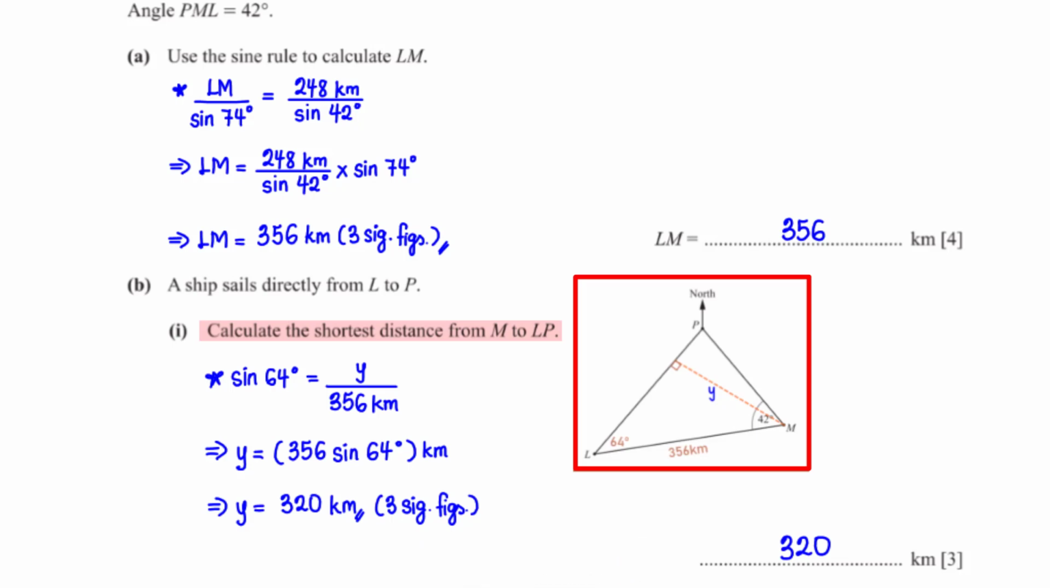To get y, we apply SOHCAHTOA. This gives us sine 64 equals y divided by 356 kilometers. When we make y the subject, this is what we get. When we type this into the calculator, we get 320 kilometers, rounded to 3 significant figures.